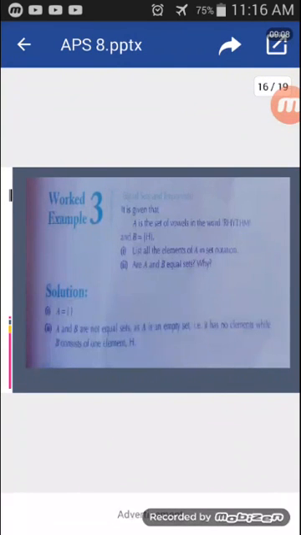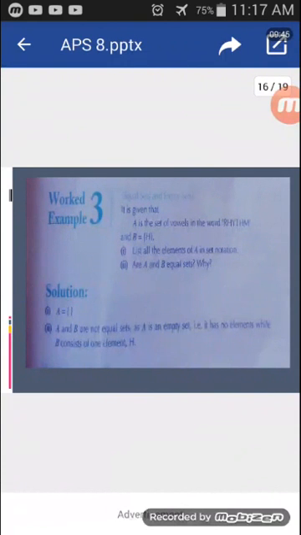Worked example 3 is, it is given that A is a set of vowels in the word rhythm and B is equal to H. You must know the vowels in the English alphabet that are A, E, I, O, U. So first part is A is equal to null set. A, E, I, O, U are not present in the word rhythm. So A is equal to the empty or null set.